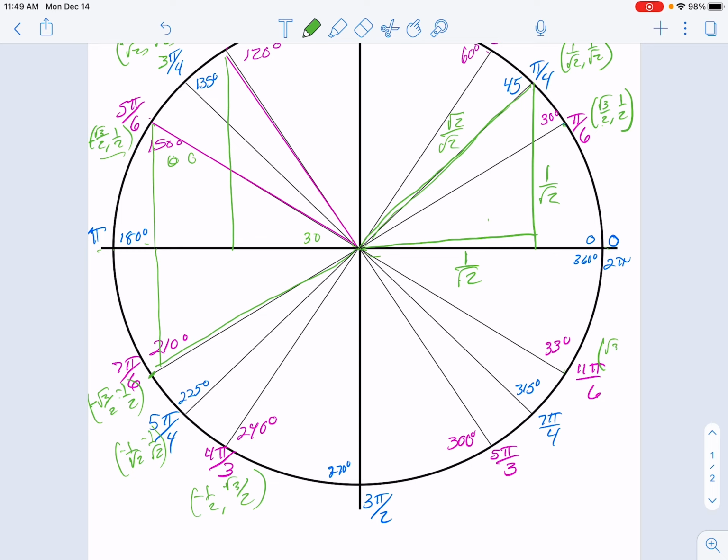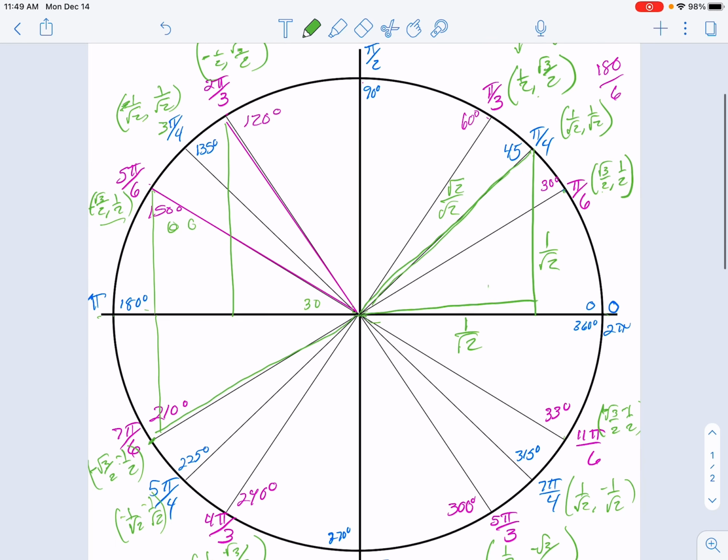Okay, this repeats down here. This is root 3 over 2 and 1/2. This time the y's are negative. This is 1 over root 2 and negative 1 over root 2. This is 1/2 and negative root 3 over 2. So now you've got those things going around your circle.